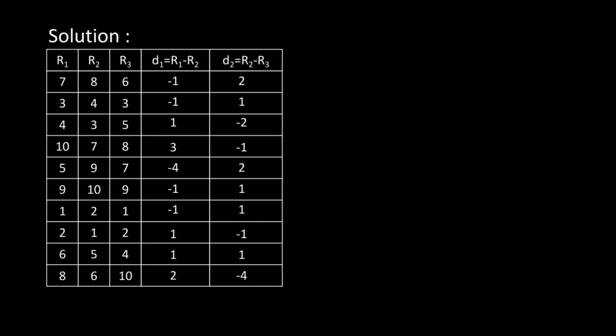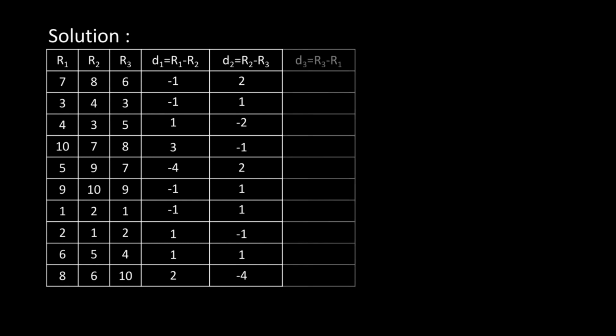So once you calculate D2, now you move to D3. D3 is difference between R3 and R1. That means R3 minus R1. 6 minus 7 will get here minus 1. 3 minus 3, 0. 5 minus 4, 1. 8 minus 10, minus 2. 7 minus 5, 2. 9 minus 9, 0. 1 minus 1, 0. 2 minus 2, 0. 4 minus 6, minus 2. 10 minus 8 will get here 2.